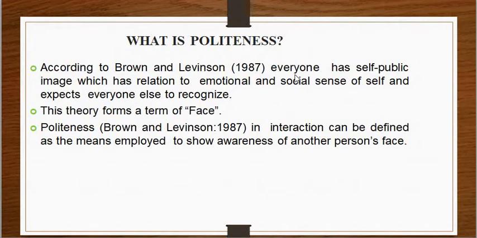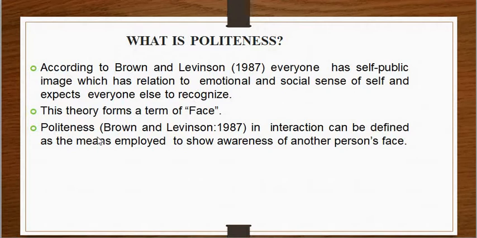According to Brown and Levinson, everyone has a self-public image which has relation to the emotional and social sense of self and expects everyone else to recognize it. So this self-public image is actually face. So this theory forms a term of face. Face is not your actual face, it's actually your self-image in front of others and what you want to project. So you want to build a positive self-image in front of others for yourself, and you have the awareness of the self-image of others.